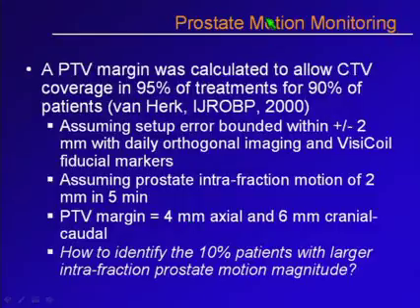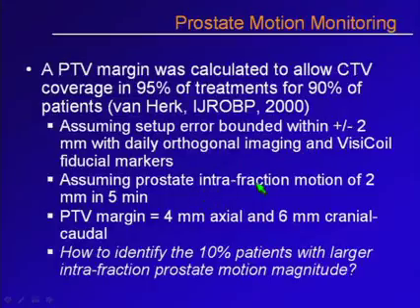So we started out with this is for a prostate patient, and we want to justify what margins to use for our prostate patients. So we started out with a population-based model, which everybody is aware of, an ERCS model, where we say that 95% of the treatment for 90% of the patients, assuming a setup error of plus minus 2 millimeters with the daily imaging system that we have, the orthogonal imaging system, using the VisiCause.